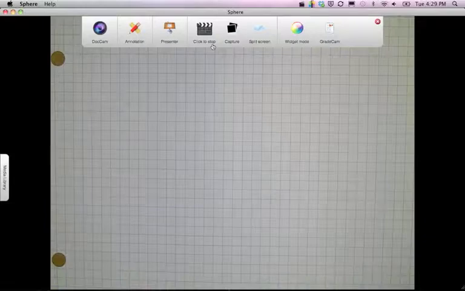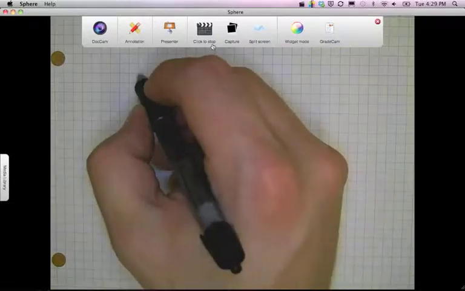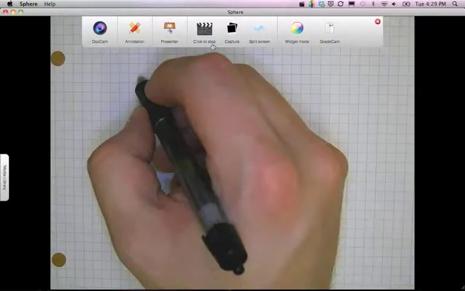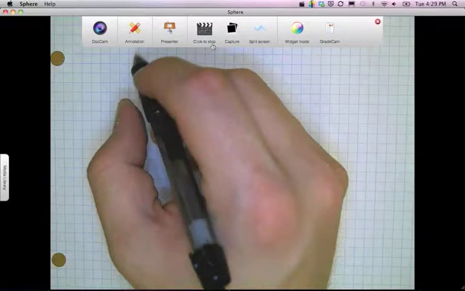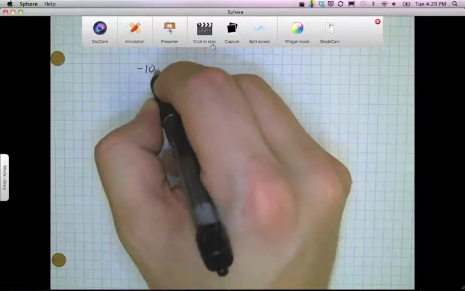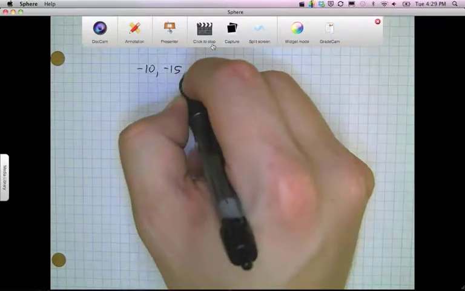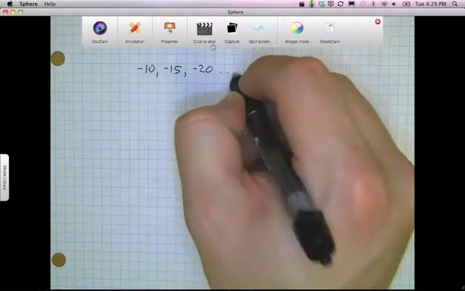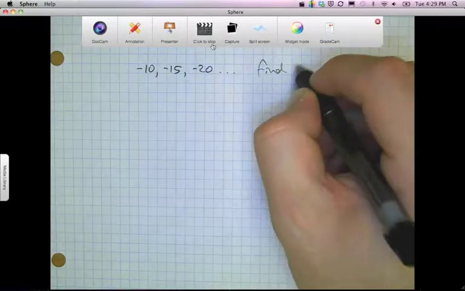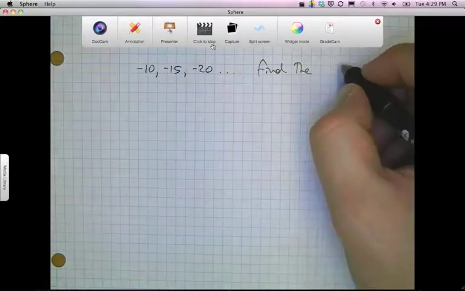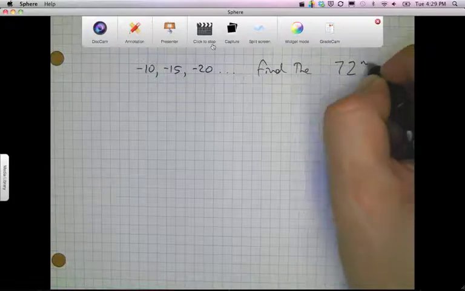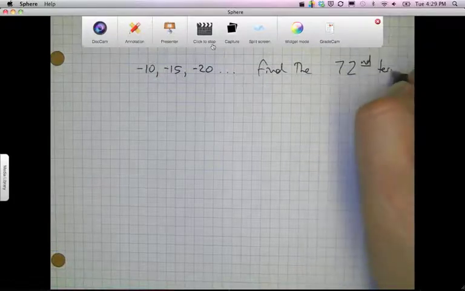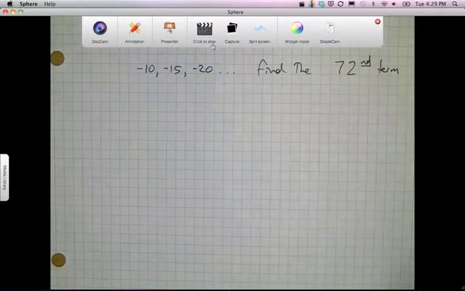In this video, I'm going to show you how to take an arithmetic sequence, find the explicit formula for that, and then find any term that you want using that explicit formula. I'm going to start with the same sequence I've used before, -10, -15, and -20, and so on. And I'm going to use it to find the 72nd term. I just picked that number out of my head.